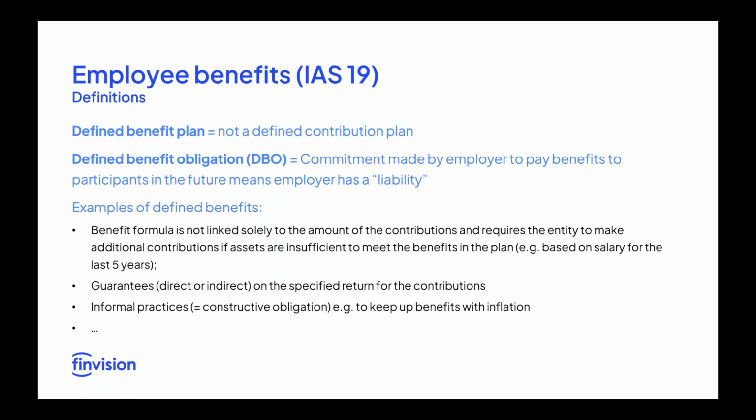What are some examples? A specific benefit formula, linking it to additional contributions, for example, the last salary of the employee or an average of the last 5 years. Additional guarantees, being a contractual guarantee or as set by law, or informal practices that result in the fact that the company, for example, keeps up the benefits for inflation.